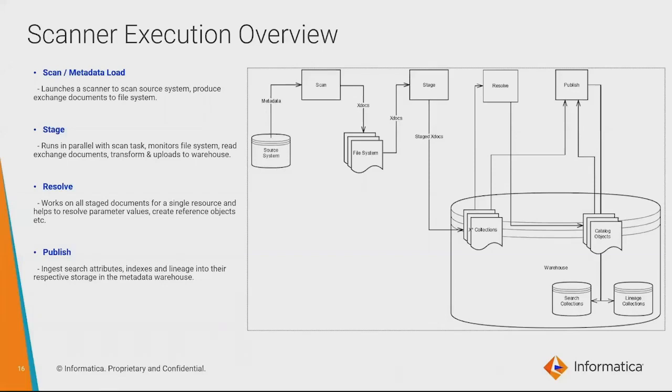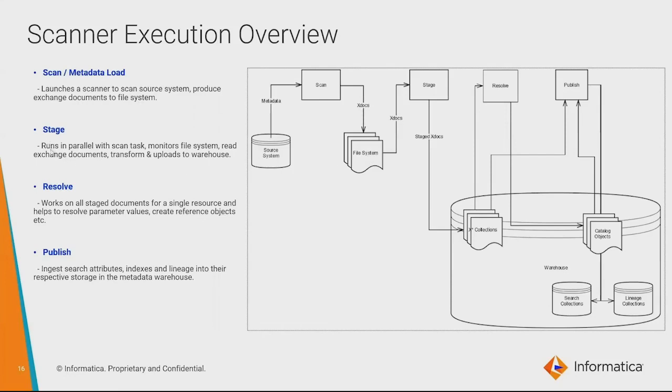Okay, so now let's go through the scanner execution overview. The scanner run by itself is divided into multiple Nomad jobs. And each of these Nomad batch jobs is responsible for different stages of this particular scanner execution. So we have highlighted the 4 stages here. First stage is the scan or metadata load. The job launches a scanner to scan the source system and produce the output in the exchange documents format to the file system. Basically, it scans the source system and creates the extract format output to the file system.